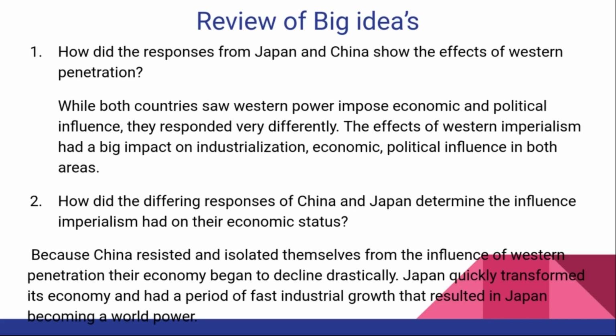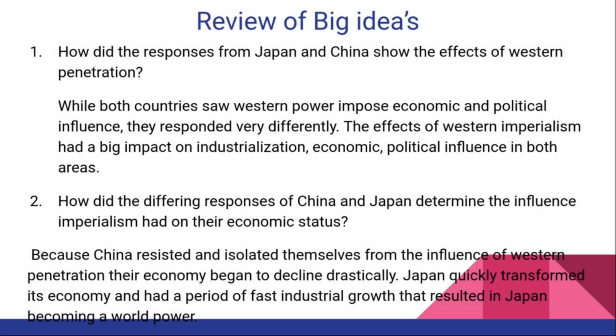Review of our big ideas. Going back to our big ideas, we want you to pause and see if you got these answers correct. Coming back in to review our big ideas.